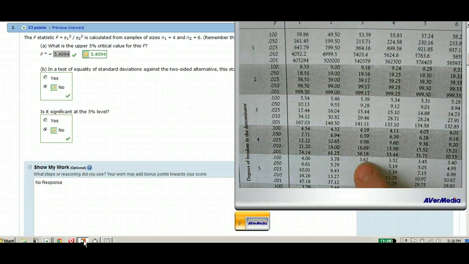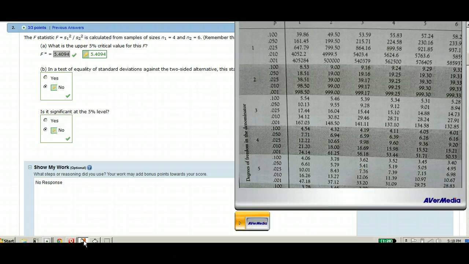And if I want a critical value at the 0.10 level, I would use 3.62. At the 0.05 level, I would use 5.41. And in this test, they're asking us for the critical value for the 0.05. So we're going to use 5.41.